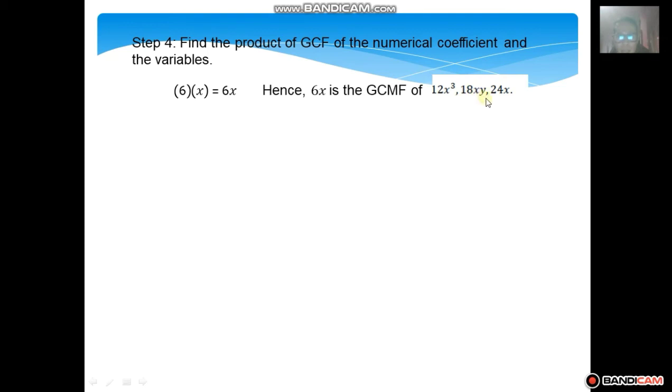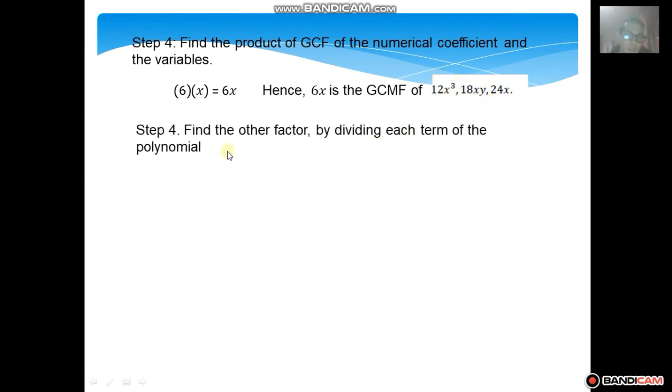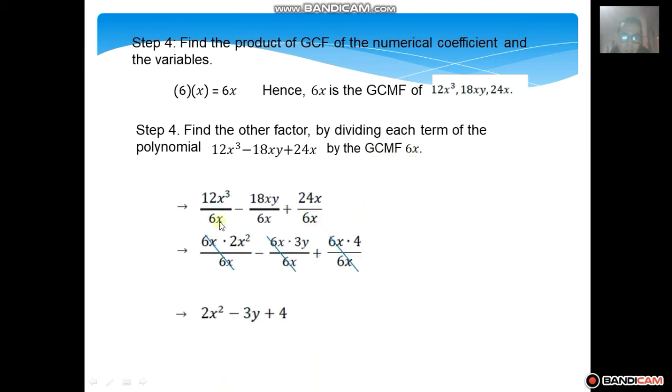12x cubed, 18xy, 24x. Again, 6x is the GCMF of each term of the given expression. We have 12x cubed, 18xy, and 24x. Next step, find the other factor by dividing each term of the polynomial by the GCMF, which is 6x. These are the process, right? So we need to factor out the numerators.